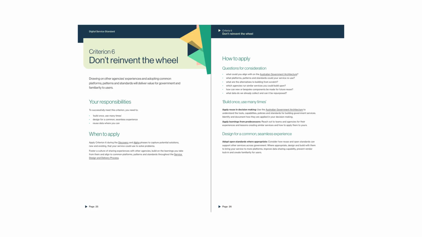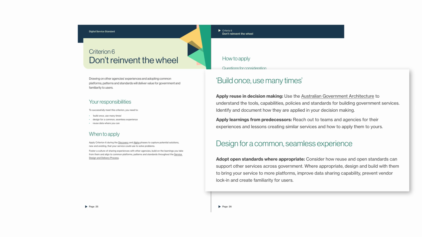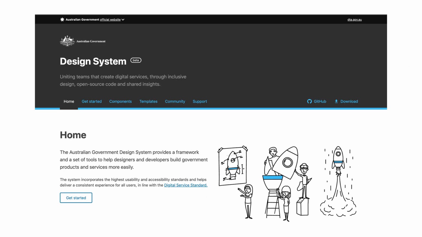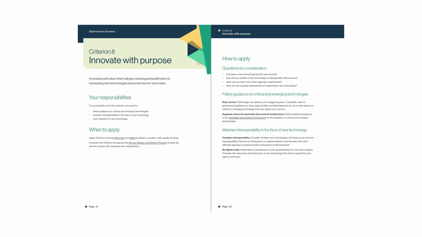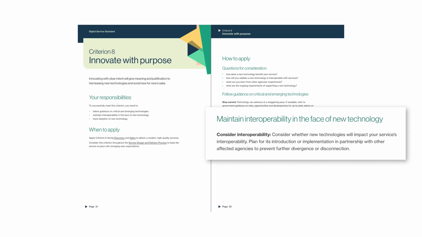Criteria 6. Don't reinvent the wheel. Are there existing platforms and patterns built to accessibility guidelines which can be reused? The former DTA design system was a good example of a common UI asset with accessibility applied that had potential for reuse across many government services. Criteria 8. Innovate with purpose. Choose new technologies appropriately. Commercial off-the-shelf products may not have been procured in accessible ways, and your service will absorb accessibility debt if adopted, so progress wisely.